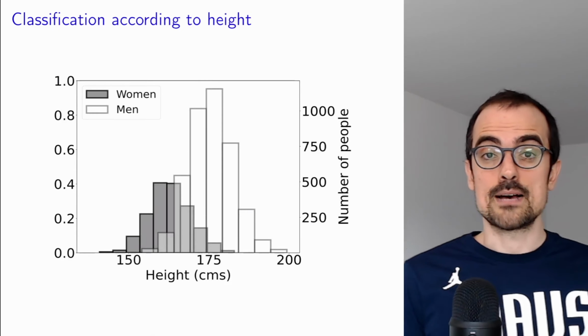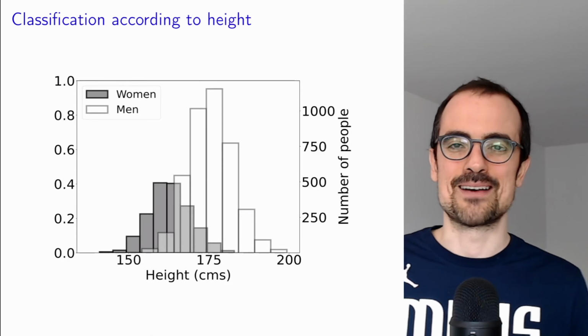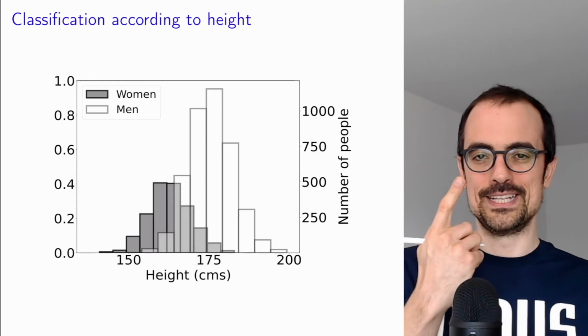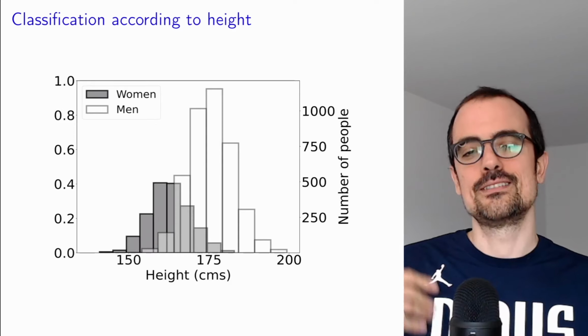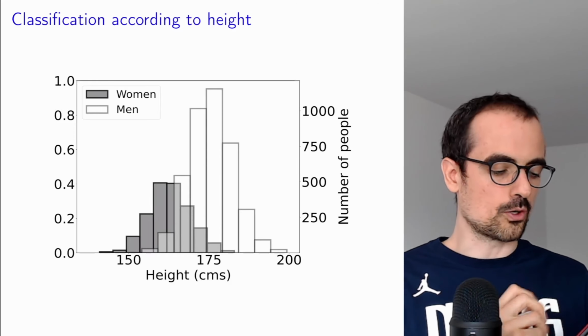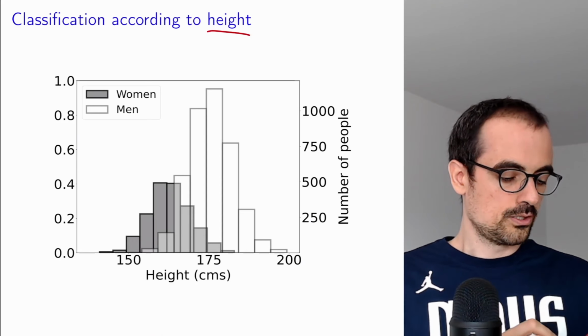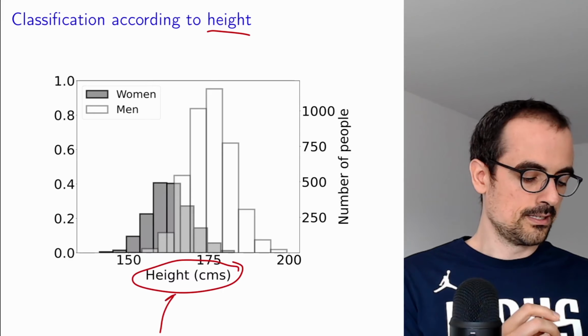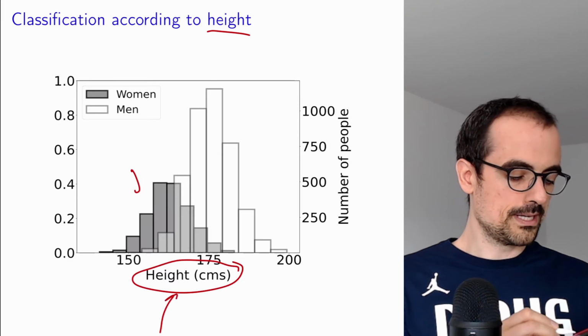Let's take a look at an example. This is a very, very simple example where we just have one feature. For ease of visualization, usually you would have many more features. We're going to try to classify people according to their height. So this is the feature, the height. And there's two kinds of people. There's women and there's men.